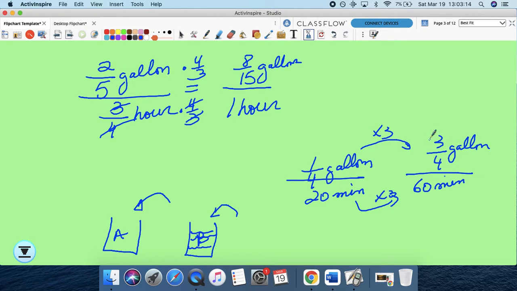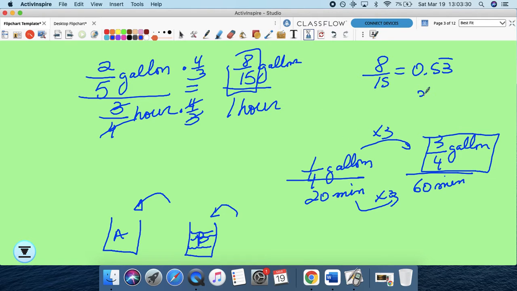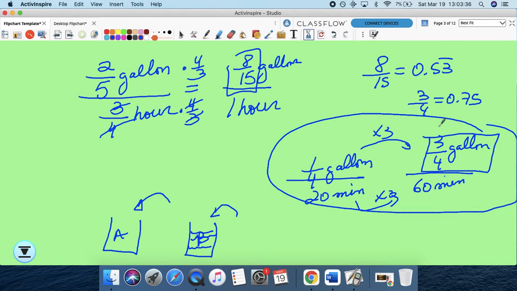Now, which one is faster, 3/4 of a gallon or 8/15? So if you take a moment and go 8/15 in your calculator and divide that out, that's 0.53 repeating, and 3/4, well, you know what that is, 0.75. So which one is faster? This guy is being filled faster.